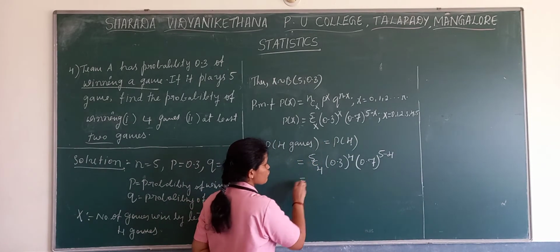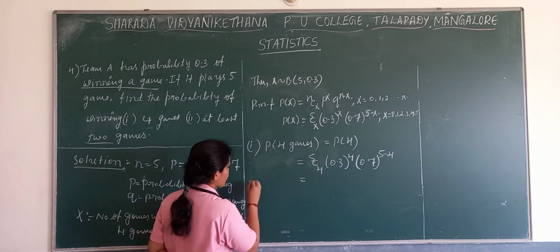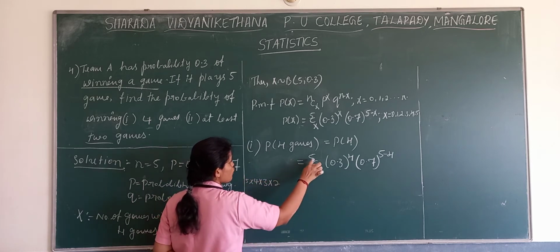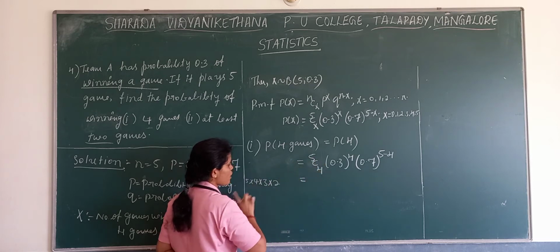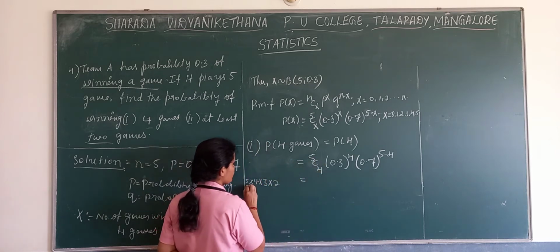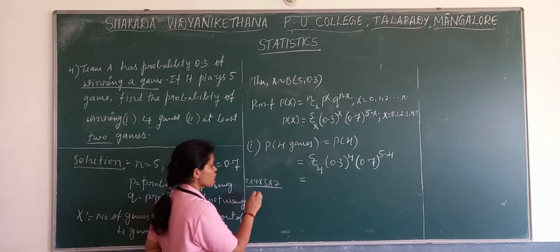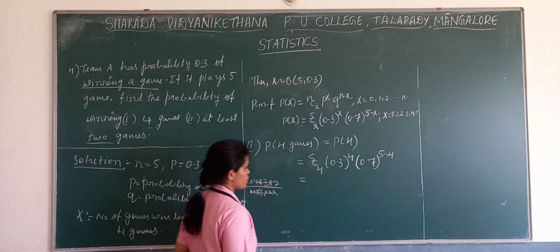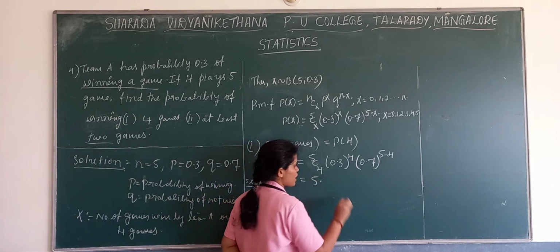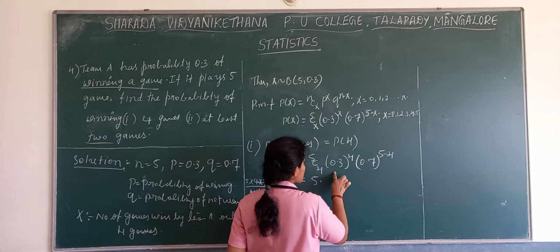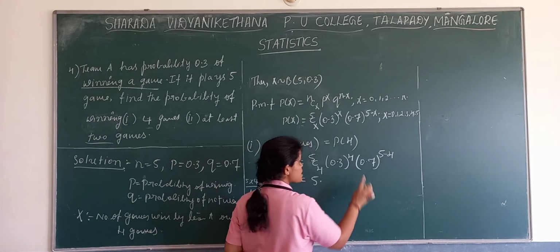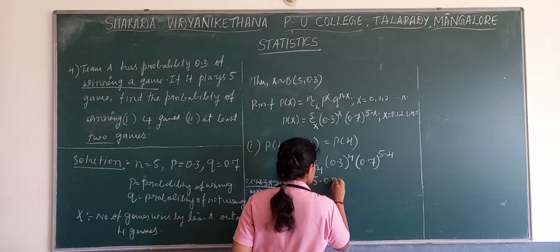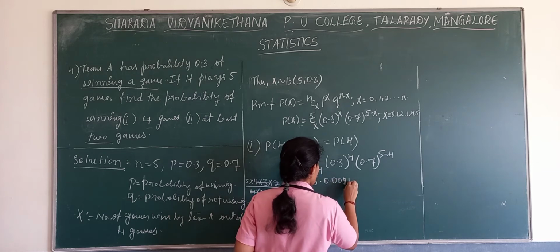Now 5C4. What is the value of 5C4? How to calculate? 5 into 4 into 3 into 2, 5 elements, 4 times you have to extend, then divided by 4, 3, 2, 1. So here what remains? 5. 5C4 value is 5. Into 0.3, you have to multiply 0.3 to the power 4. Then we get 0.0081.